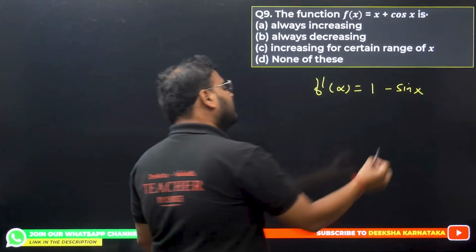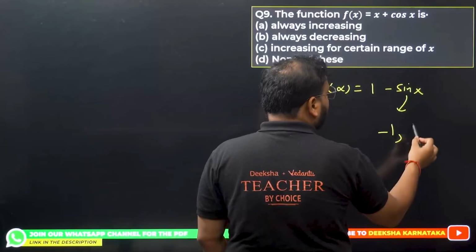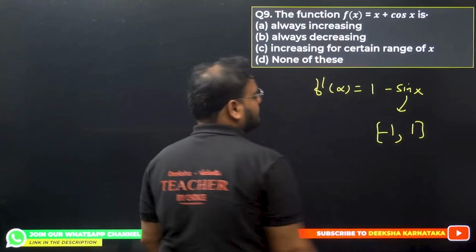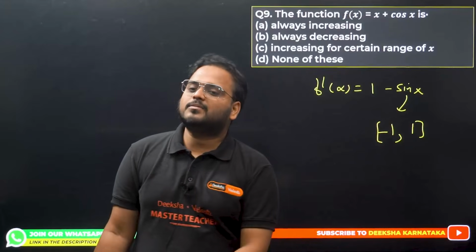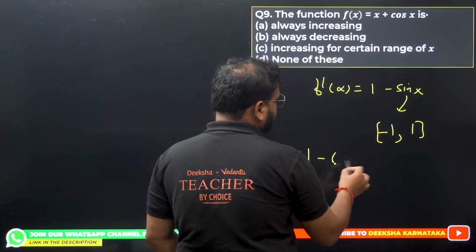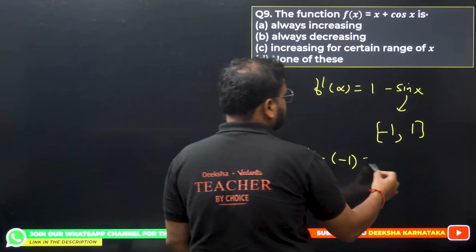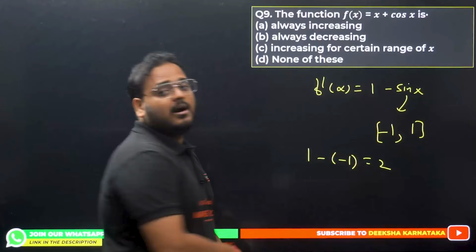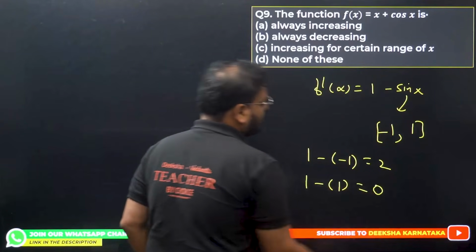Okay. Think about a sin x function. It can either go to minimum of minus 1 or maximum of plus 1. If you take, let's say, extreme 1 minus of minus 1. If I take two extremes, 1 minus of minus 1, I get the answer as 2. If I take other extreme, which is 1 minus of plus 1, answer will be 0.